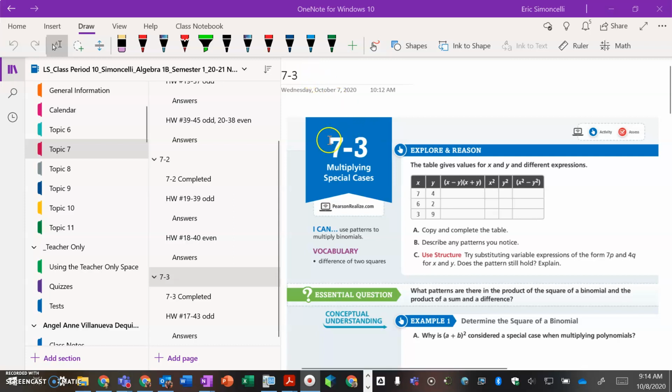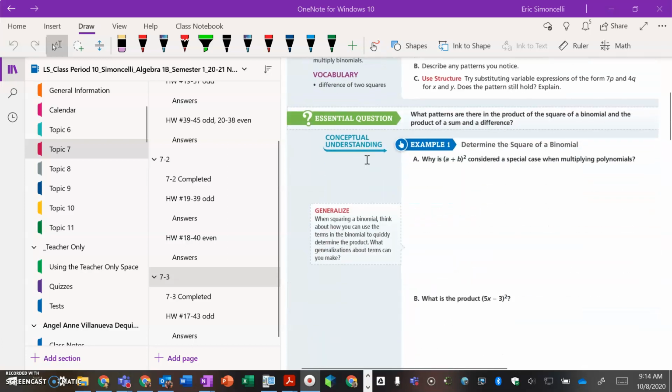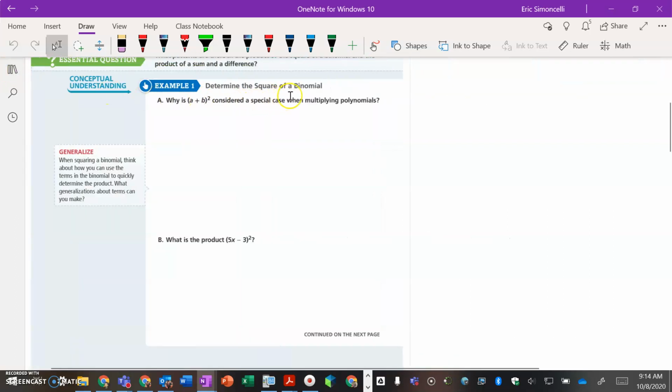Hello students, and welcome to section 7-3, multiplying special cases. Today we're going to be taking a look at a variety of special cases. To start with, in example 1, we're going to determine the square of a binomial.